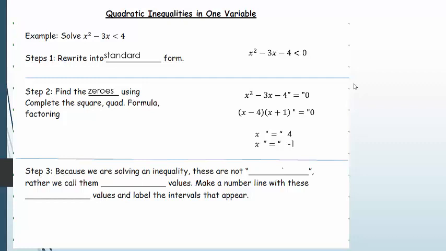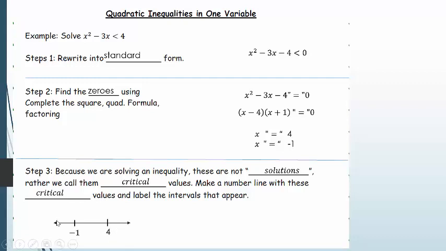Step 3 is we have to make note that the 4 and the -1 are not solutions. We don't want to circle them and say we're done, because it's an inequality problem. We call these critical values. Once you find your critical values, you're going to put them on a number line. So we're going to make a little number line and put -1 and 4 on it.